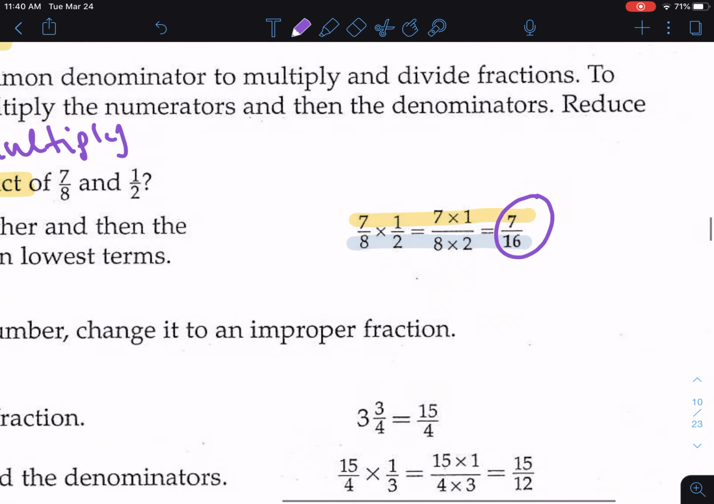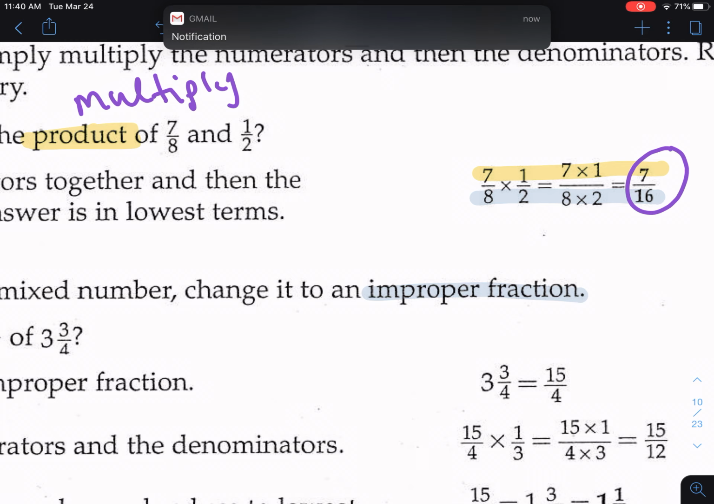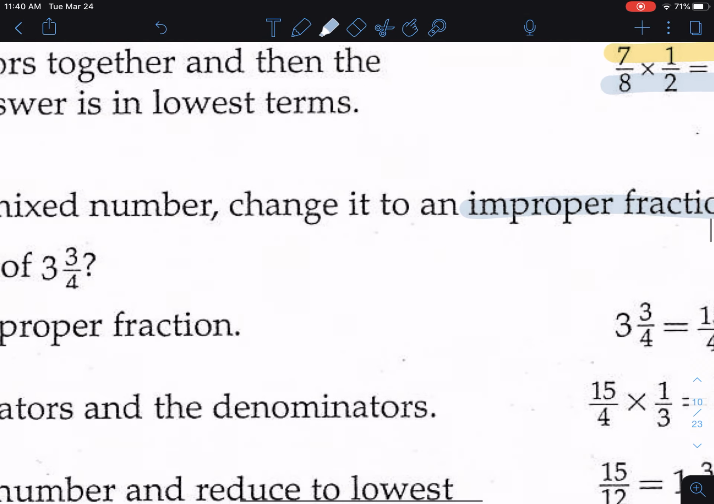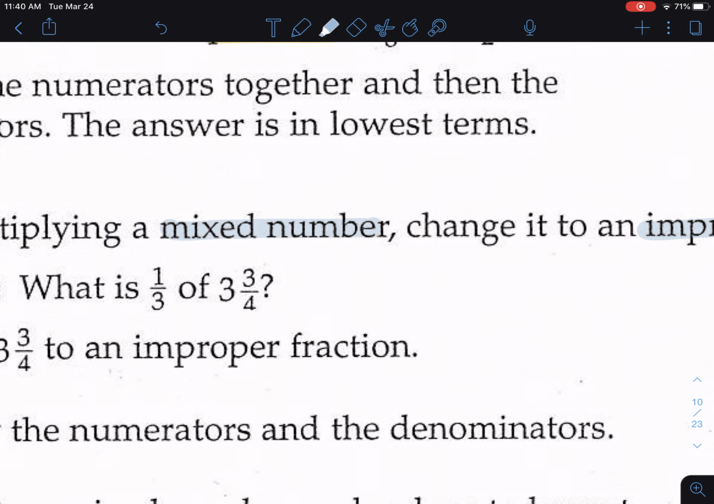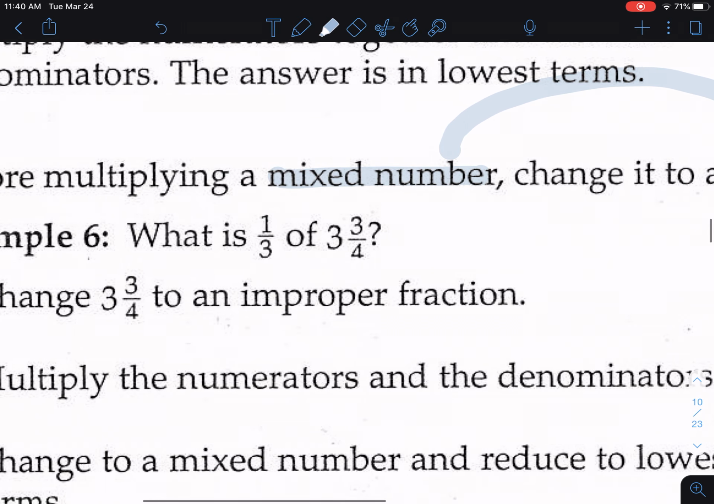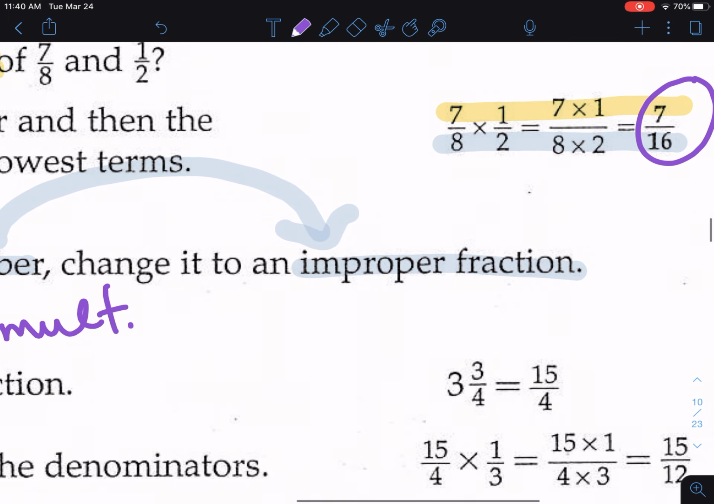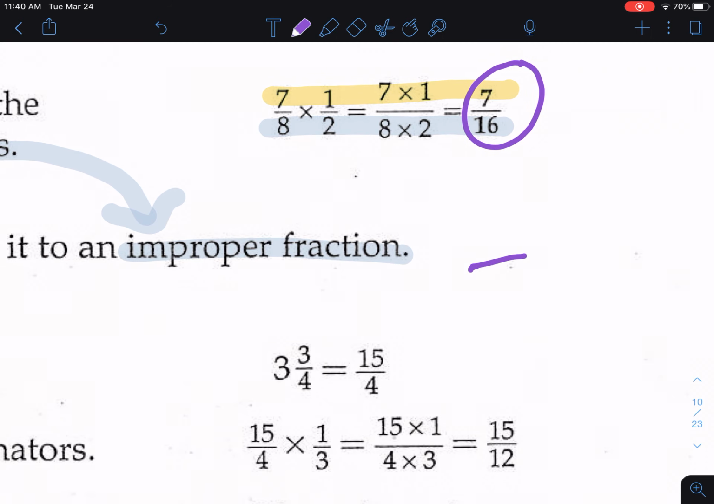Now, where it might get tricky is if you have an improper fraction, or where you have a mixed number. You need to change all of your mixed numbers into improper fractions. So this says, what is 1/3 of 3 3/4? So this "of" right here, that's another clue for multiplying. Okay? So we have 1/3, I'm going to write this down, times 3 3/4. Okay, we need to address this 3 3/4 right here.